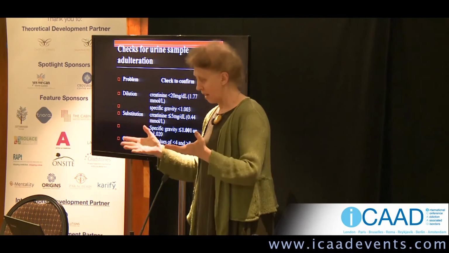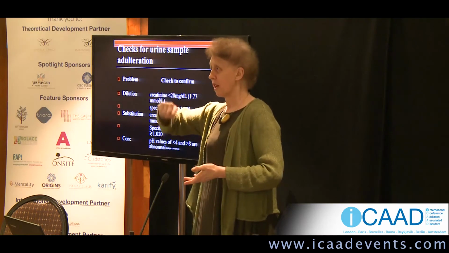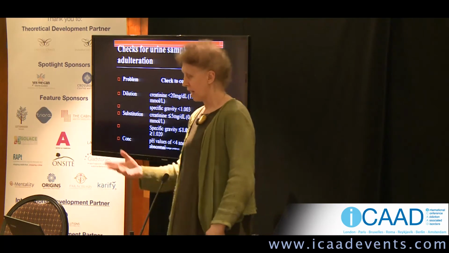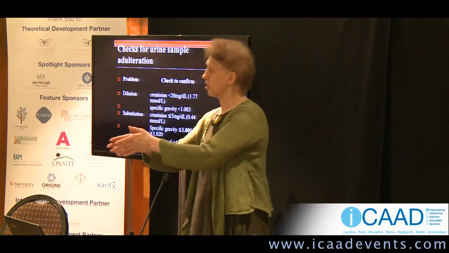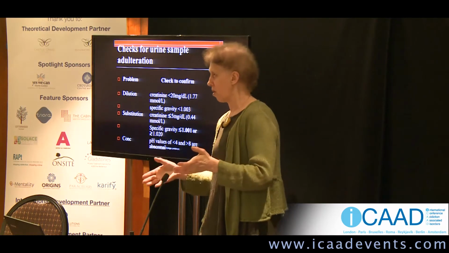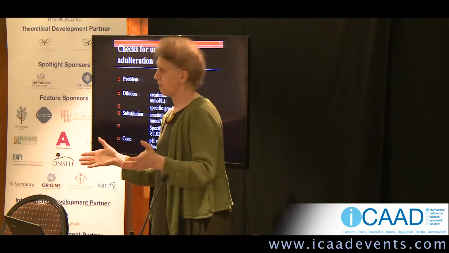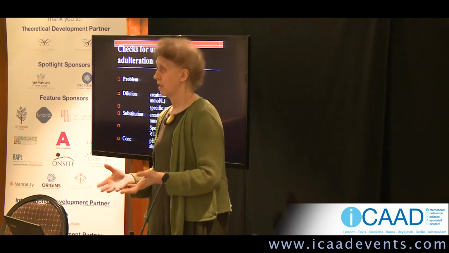Some units have a temperature gauge on the tubes, which are good. So there are lots of ways that you can tell. And also, if you're suspicious, you can ask the lab to check. In the laboratory, if they look at the specific gravity of a sample, then they can tell whether it's been diluted or not. So there are things you can do.